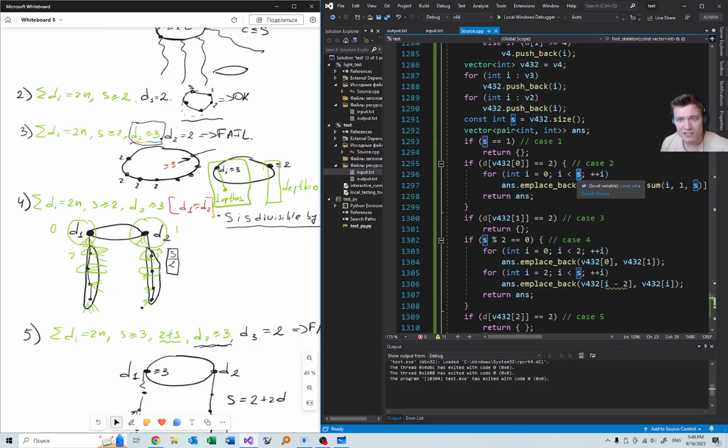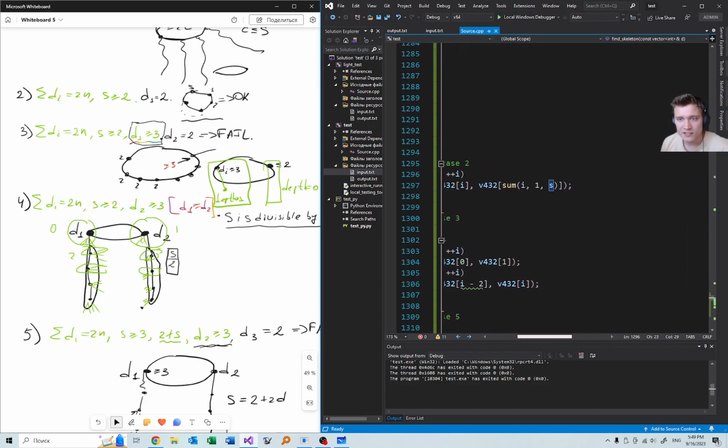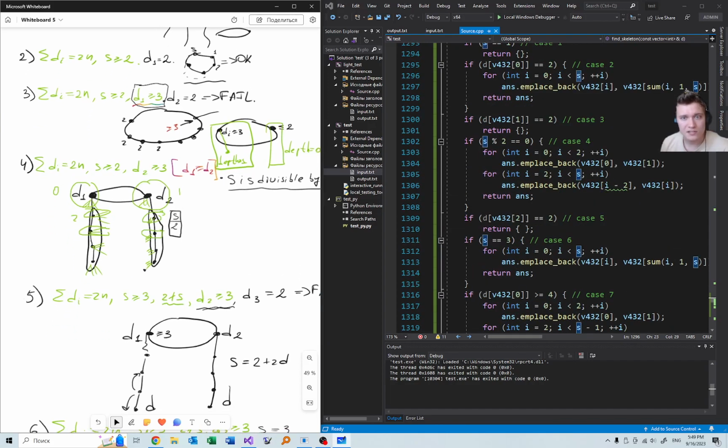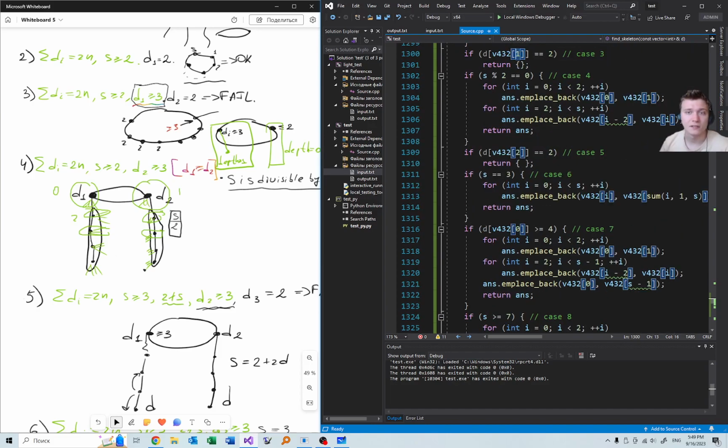And we require that s is at least 2. In this case, we construct an easy cycle. The third case is d2 equals 2, so this one. But d1 is at least 3. And in this case, we just cannot make a cycle. So we have to return nothing.